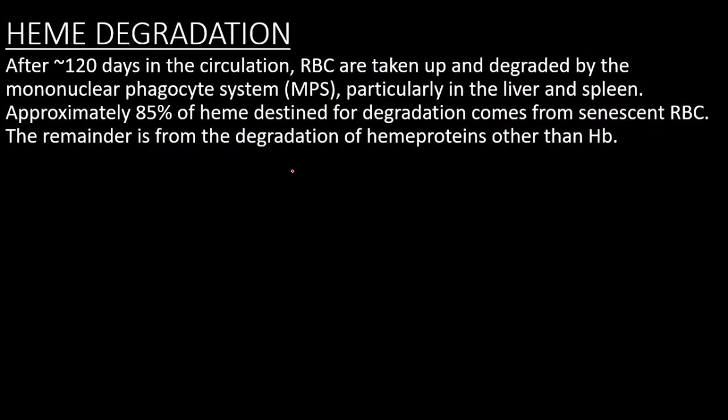Now, we have formed heme. Will this heme remain in the body for the rest of your life? No, of course not. We need to degrade it. After 120 days, about 4 months of circulation, the red blood cells are usually taken up and degraded by the mononuclear phagocyte system, particularly in the liver. Remember the Kupffer cells in the liver and the spleen. The spleen has macrophages in the splenic cords of Billroth, and approximately 85% of the heme destined for degradation comes from senescent red blood cells. The remainder comes from other hemoproteins other than hemoglobin, like cytochromes, myoglobin, etc.